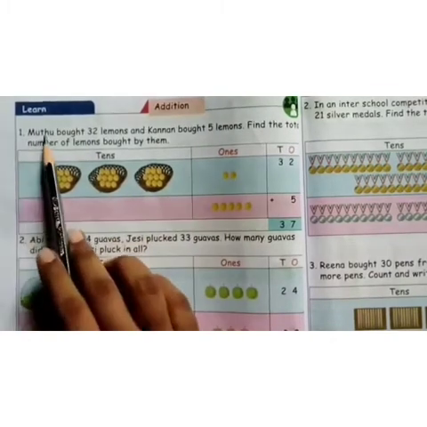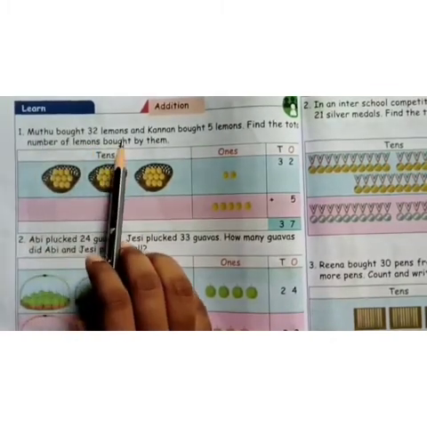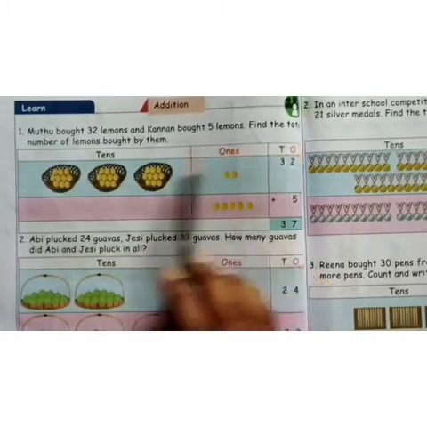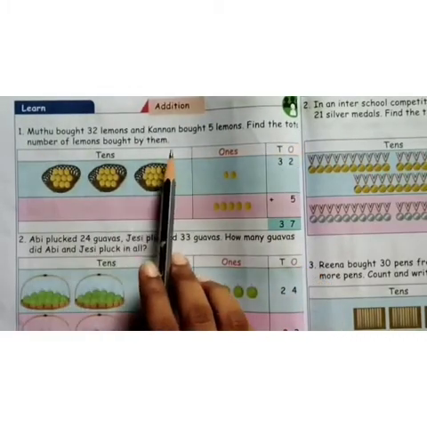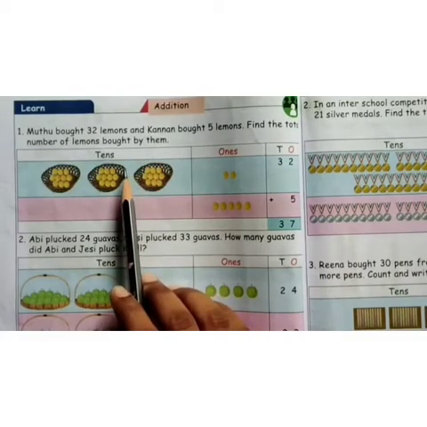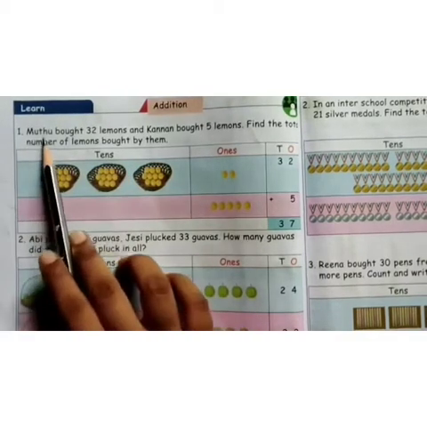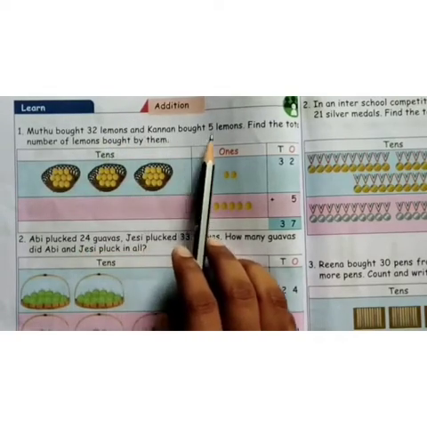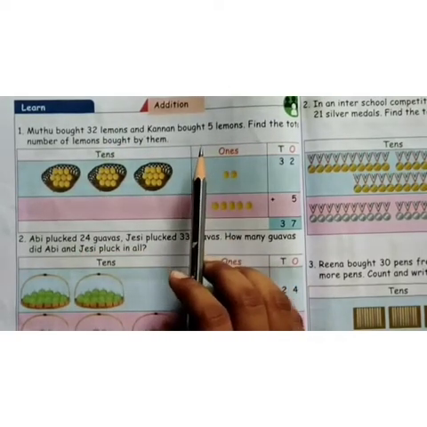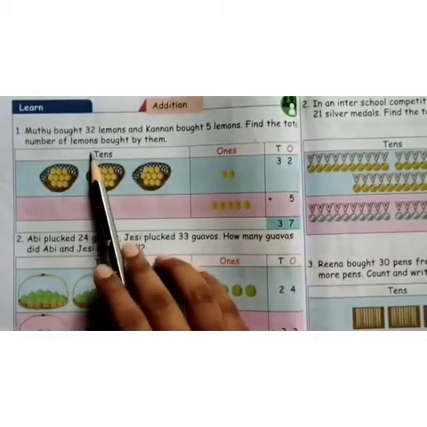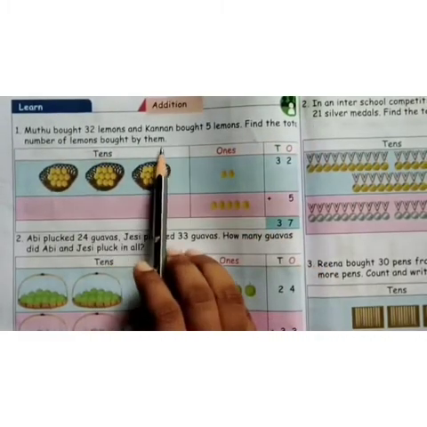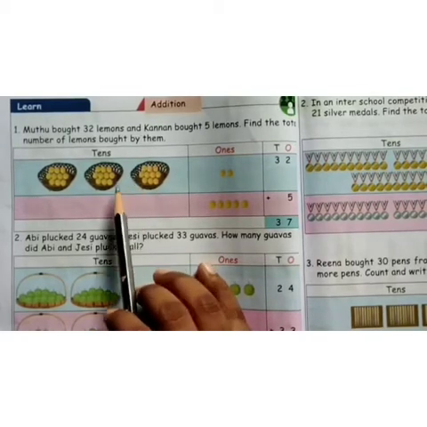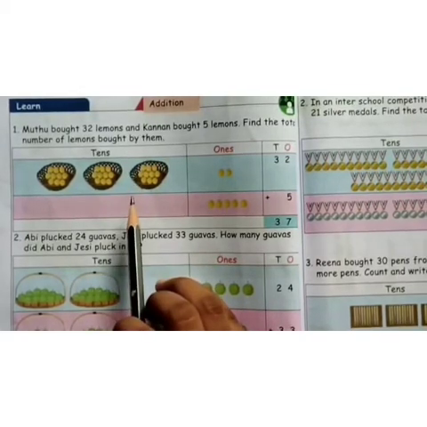First one: Muthu bought 32 lemons and Kannan bought 5 lemons. Find the total number of lemons bought by them. Okay, can you understand what they are telling? Muthu bought 32 lemons and Kannan bought 5 lemons. Find the total number of lemons bought by them. So in total, how many lemons have both of them bought together? That only we are going to count.